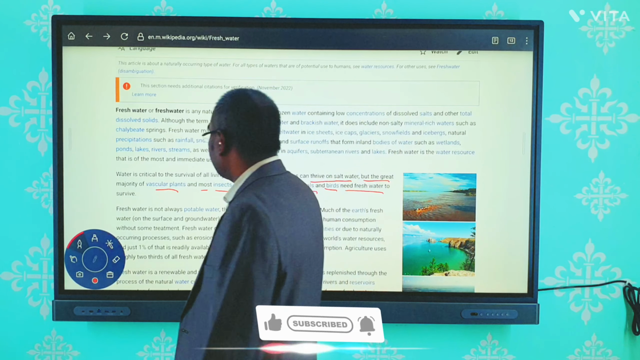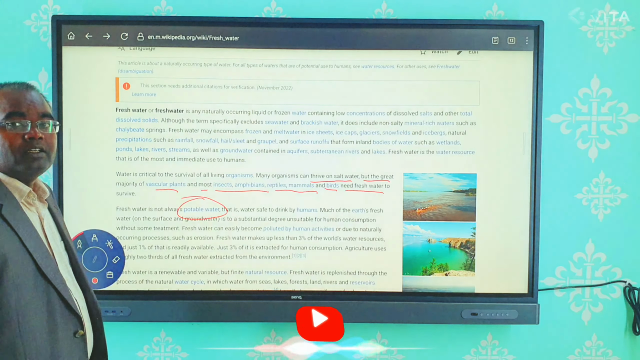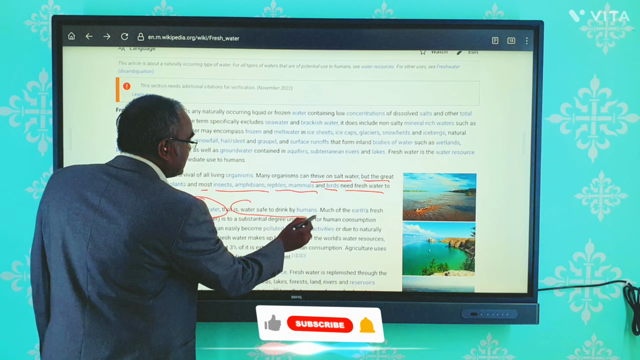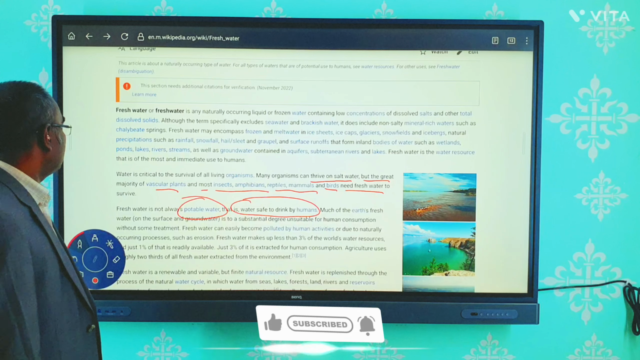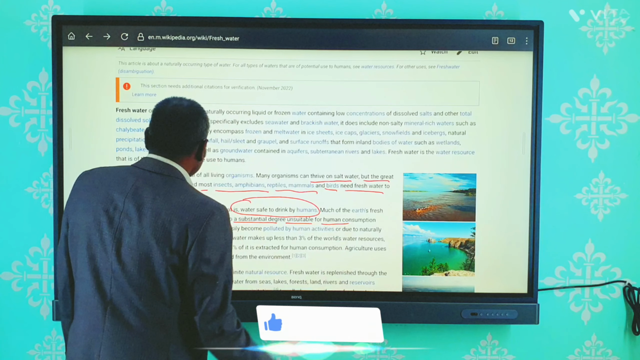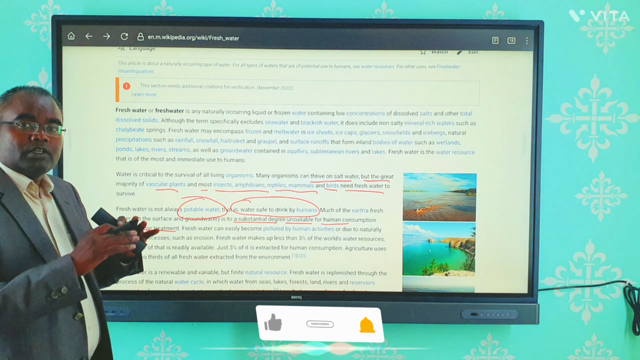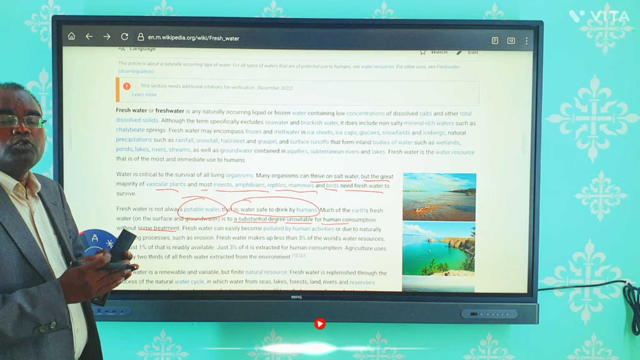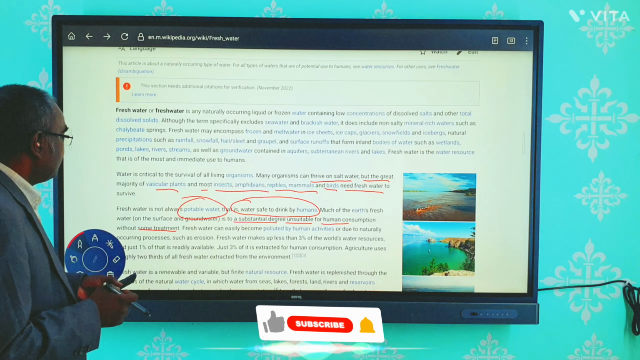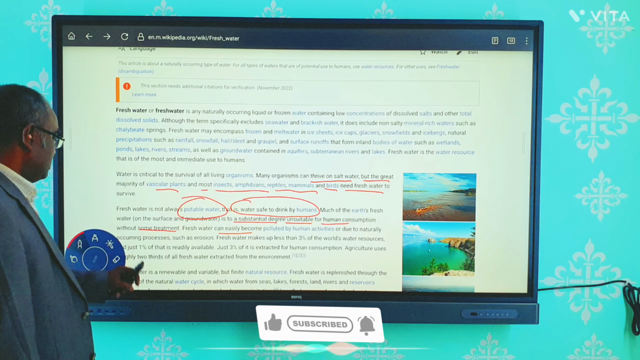Fresh water is not always potable water. Potable water is something that you fill in a pot and it is ready to drink directly by humans. That is, water safe to drink by humans. Much of the earth's fresh water is to a substantial degree unsuitable for human consumption without some proper treatment. That means not all of the fresh water is suitable for human consumption unless it is treated with some technique. Fresh water can easily become polluted by human activities or due to natural erosion processes.